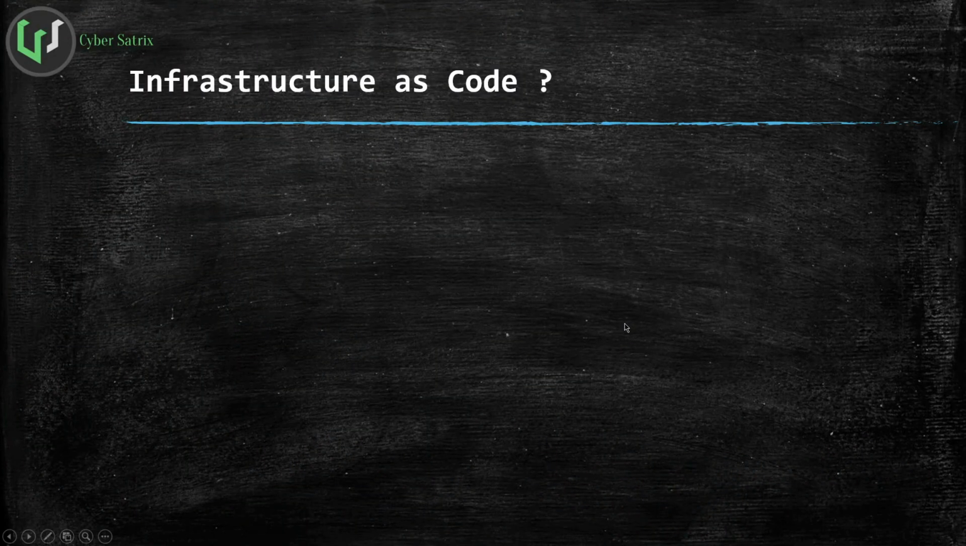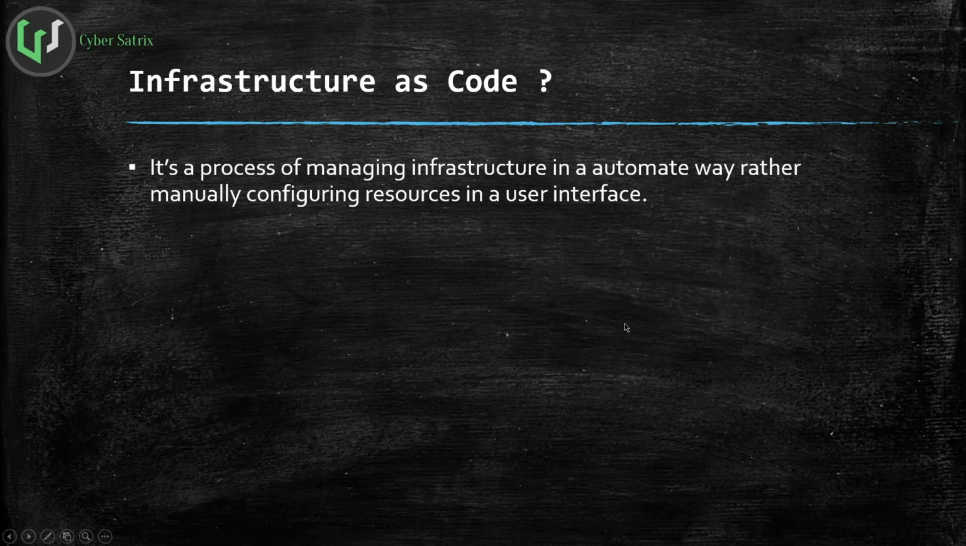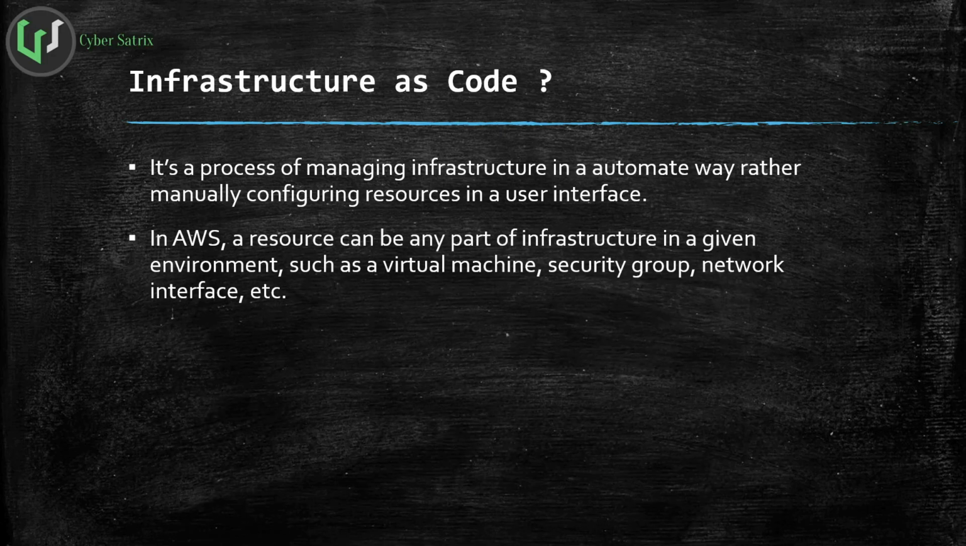So what is infrastructure as code? It is basically a process of managing infrastructure in an automated way rather than manually configuring the resources in a user interface. A resource can be part of the infrastructure in a given environment. For example, let's say you want to spin up 10 different instances in an AWS environment, 10 or 15 or whatever. Instead of manually spinning up 10 different instances or virtual machines via AWS, you can perform the same activity very quickly and accurately using Terraform code.